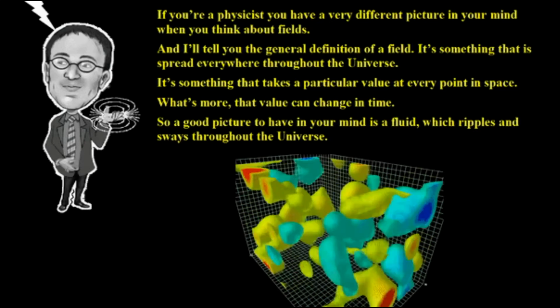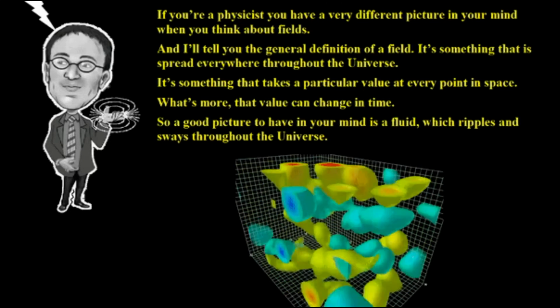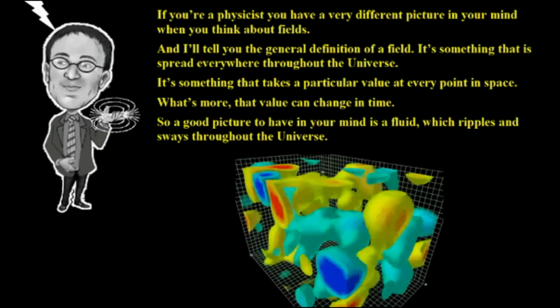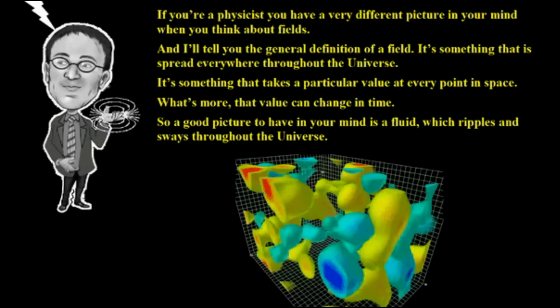We're talking about what's. What is a what? A what is an object, a thing. And we're not talking about things so far. They're talking about values. What's more, that value can change in time. Again, they're talking about math here, not physics. So a good picture to have in your mind is a fluid which ripples and sways throughout the universe. And there you have a picture of what they think is vacuum.